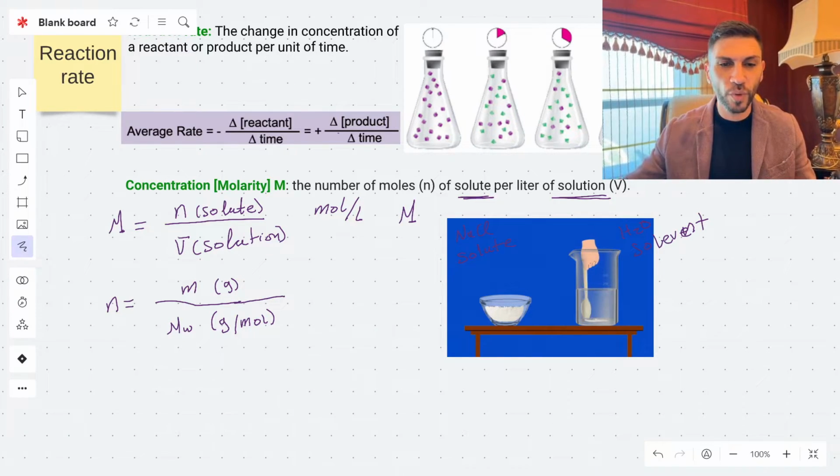And the unit of number of moles, of course, is mole. What is the molar mass? Molar mass, we get it from the periodic table.